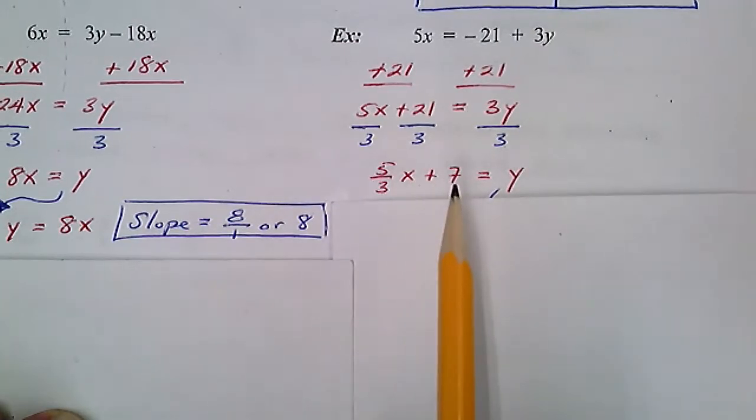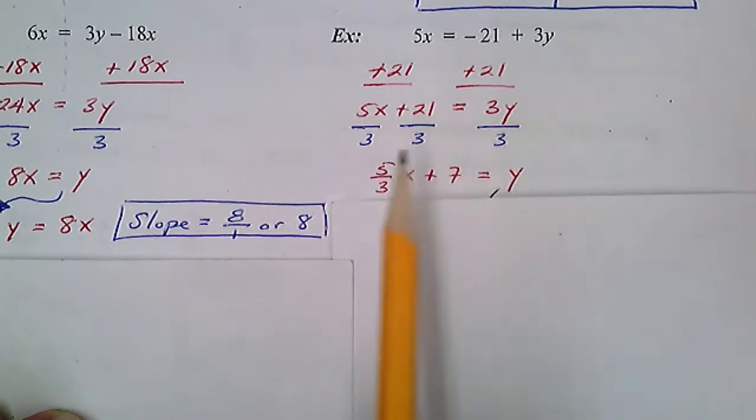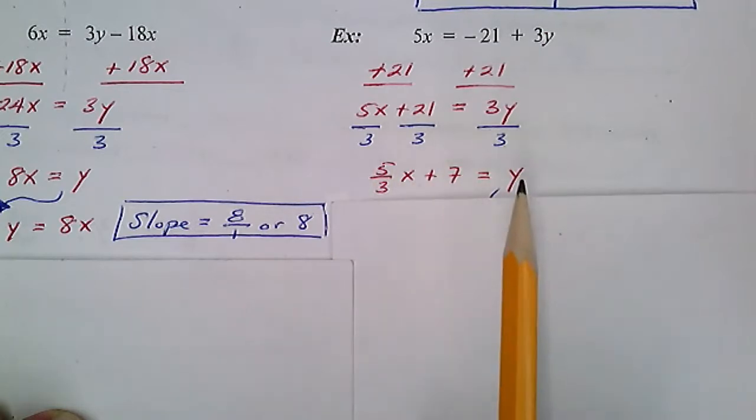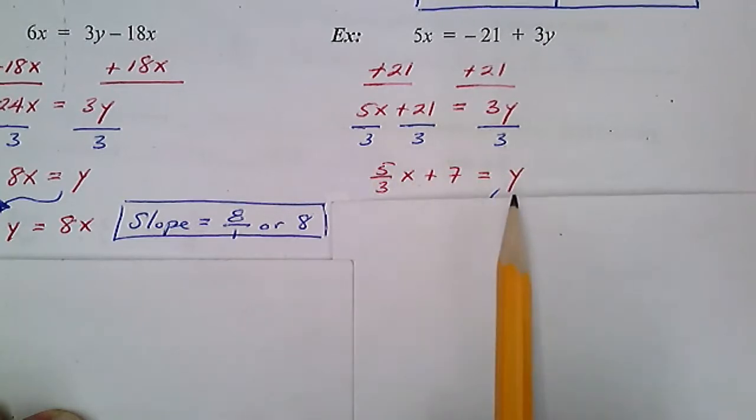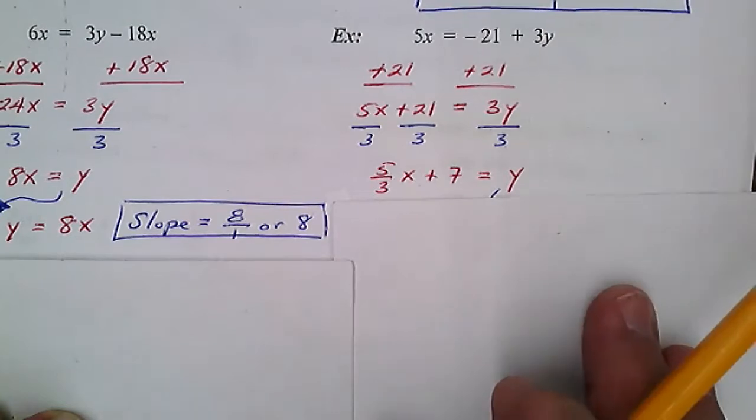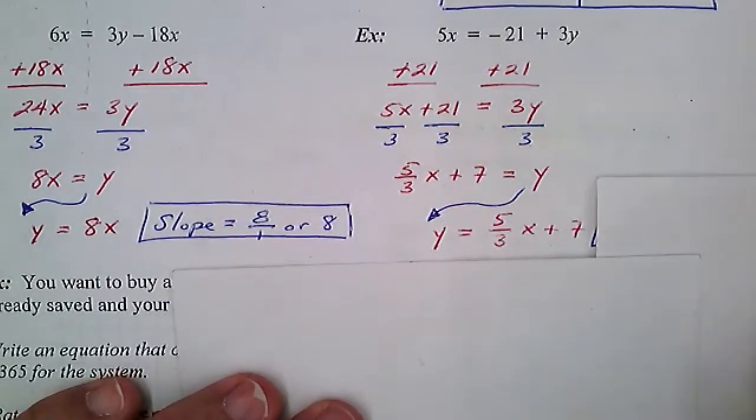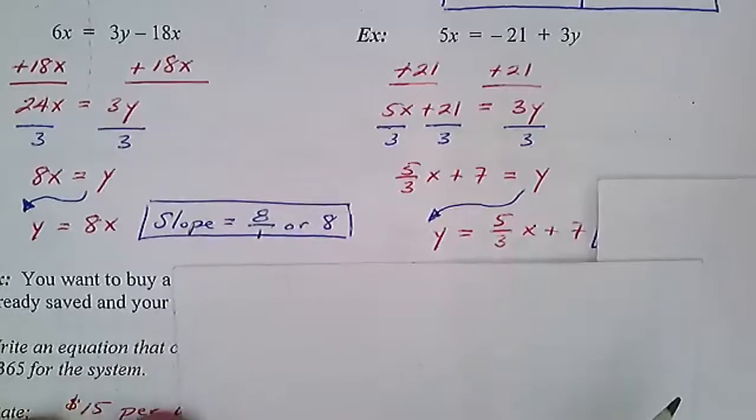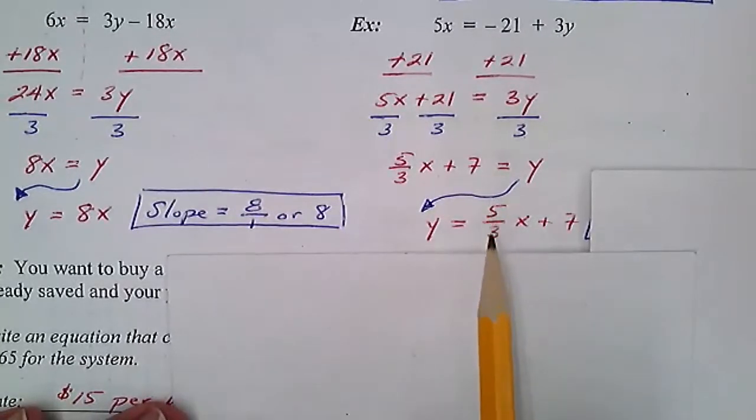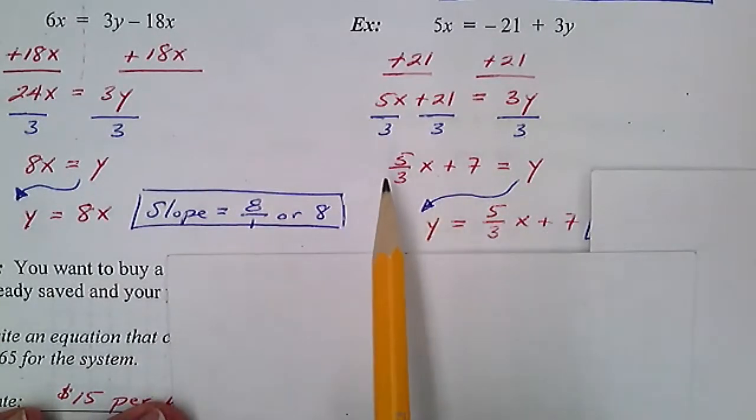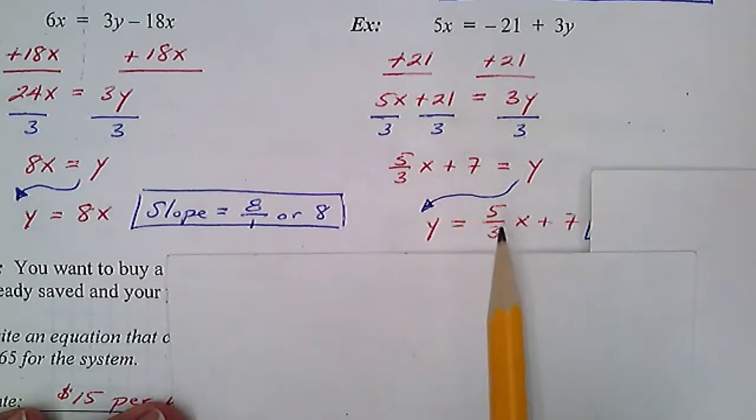And now I'm going to rearrange the furniture. So I'm going to put my y, it's over here on the right side, I want to put it on the left side. And when I do that, I'm going to get y is equal to 5 over 3x plus 7. So I just took all of this and moved it over here. Y is equal to 5 over 3x plus 7. And then what's our slope? It's the value next to x.